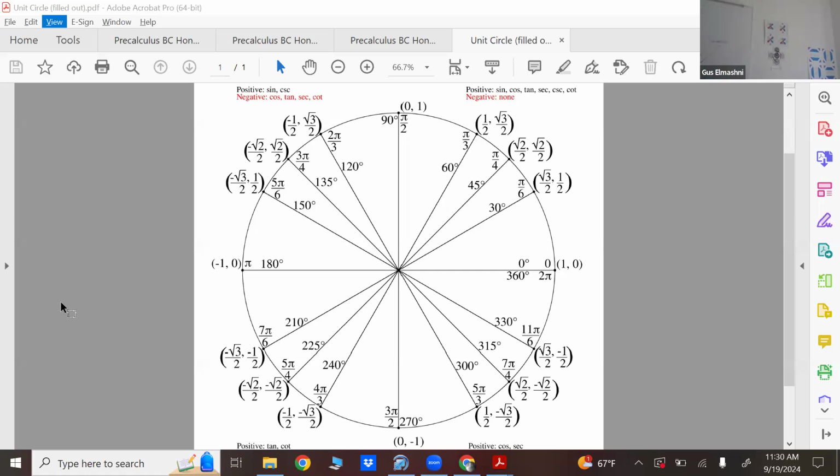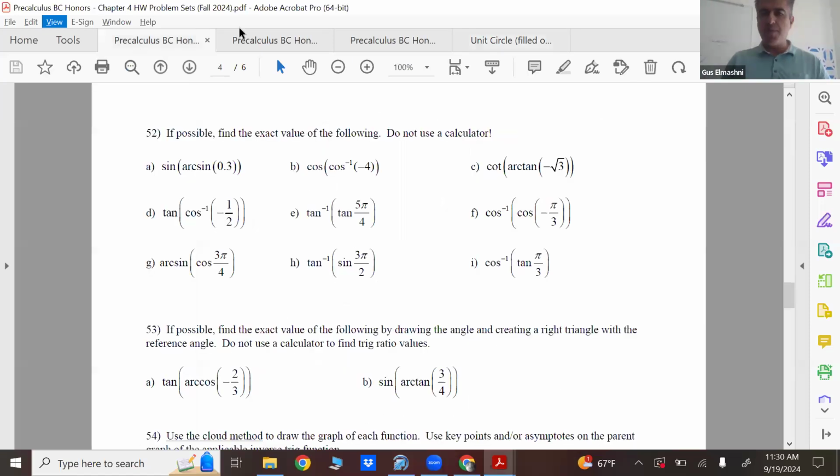Exactly. Where else does that happen? Or 300 degrees. But we don't want to say 300 because 300 is not between negative 90 and 90. Or 5 pi over 3 is not between negative pi over 2 and pi over 2. So what do you say, Thomas? Negative 60 degrees. Exactly. So we got to say negative pi over 3 or negative 60 degrees.